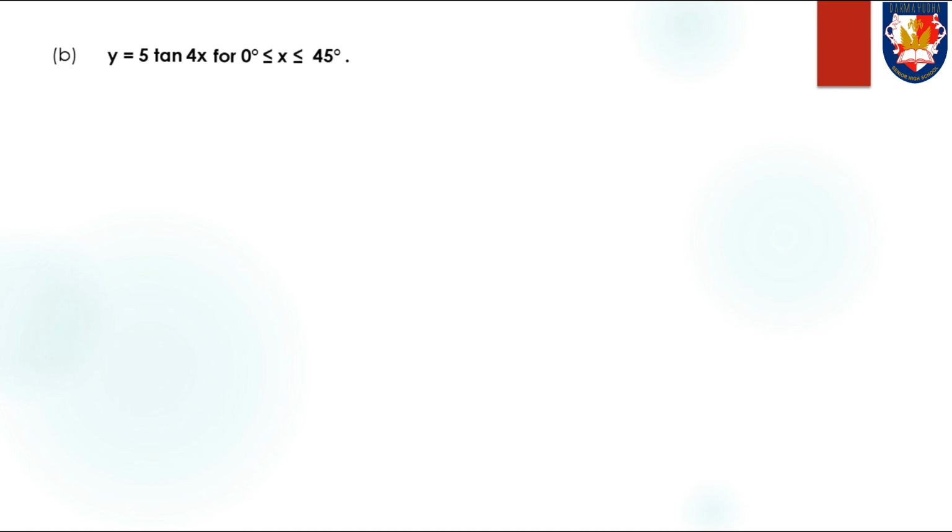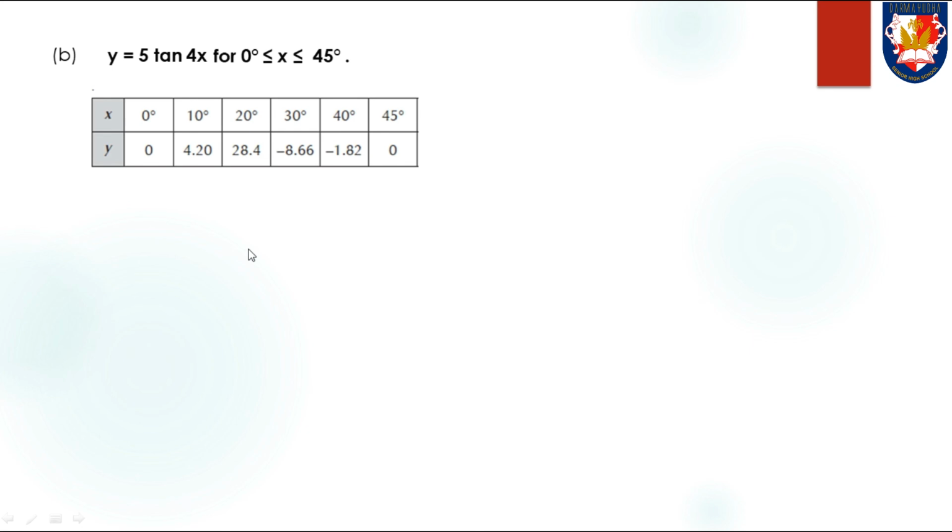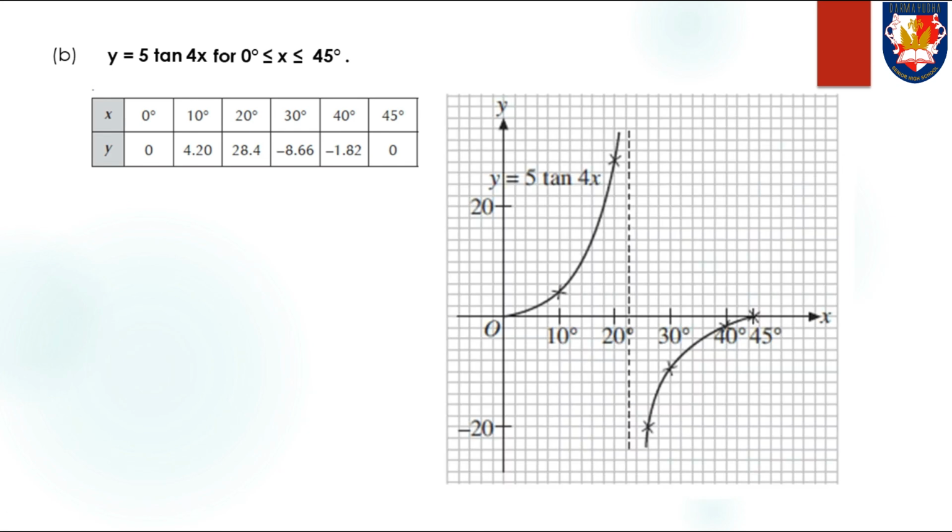So we will draw y equals 5 tangent 4x for 0 degrees less than or equal to x less than or equal to 45 degrees. This is the table of values, and we will sketch one by one. And here is the graph of y equals 5 tangent 4x.